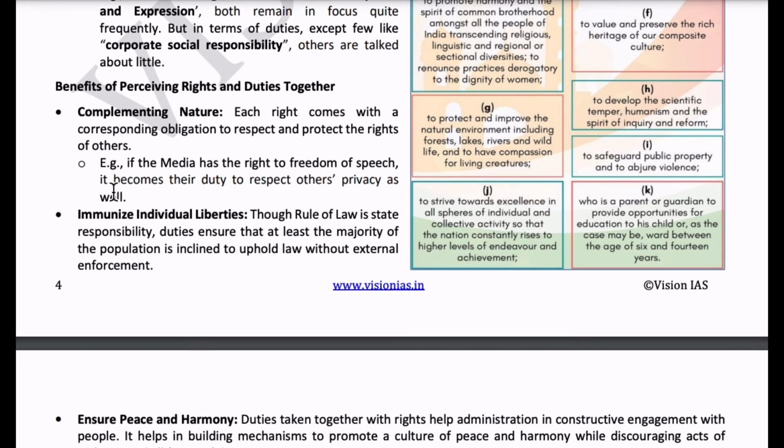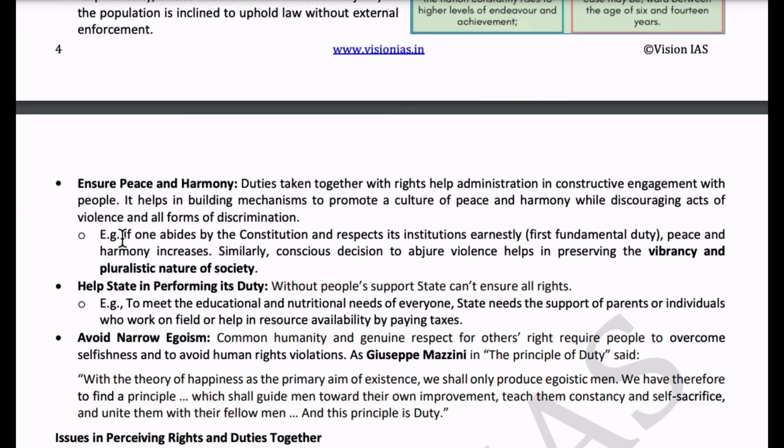Next, it also enhances individual liberties. For example, rule of law, that is, everyone is equal before law, is a state responsibility. By combining fundamental rights and fundamental duties, people take responsibility to maintain rule of law without external enforcement. Next is ensuring peace and harmony. People can ensure peace and harmony by mutually respecting and supporting each other's culture, ethics, language, religion, etc. There will be no question of inequality if this is maintained.